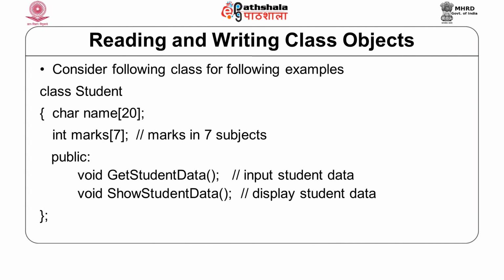Okay. Now, another example in this case is how to deal with objects or structures, the complex data types. In this case, we will take the example of a student class, where it has two data members, name and marks. Name is obviously an array of 20 characters in this case, and marks here we have considered as an array of 7 integers, which stores the marks in 7 subjects.